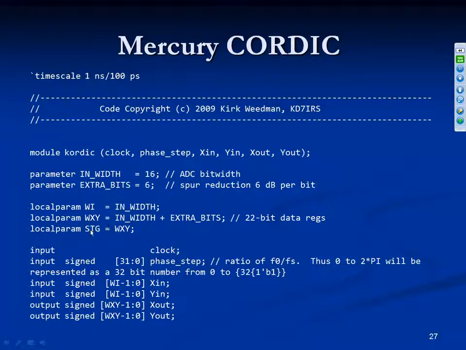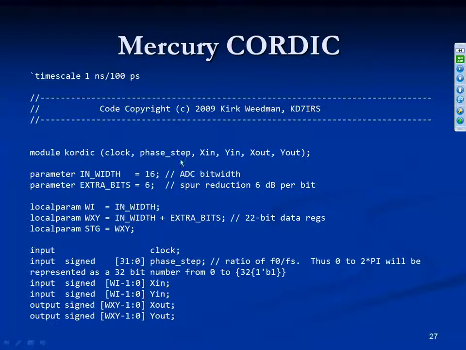So the number of stages then is going to be equal to, I'm going to set the number of stages equal to that width, because if I go beyond that, remember those shifts are going to go to 0, so it's not going to do any good to go any further as far as the number of stages of iterations. So I'm going to set the number of stages equal to that same in width plus the extra bits. So here we have our clock as our input.